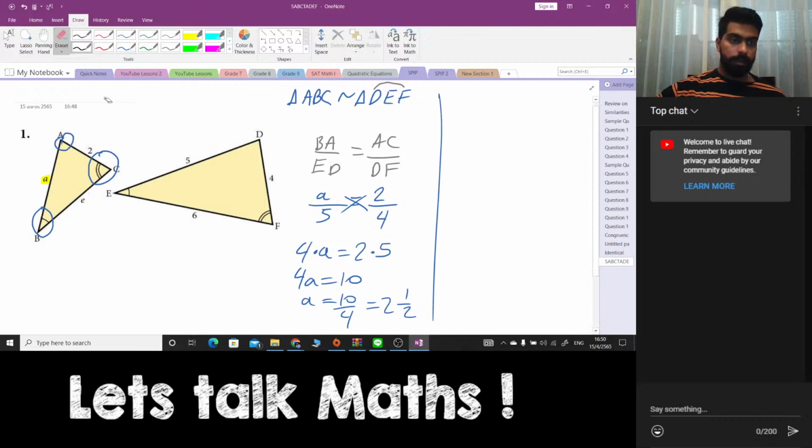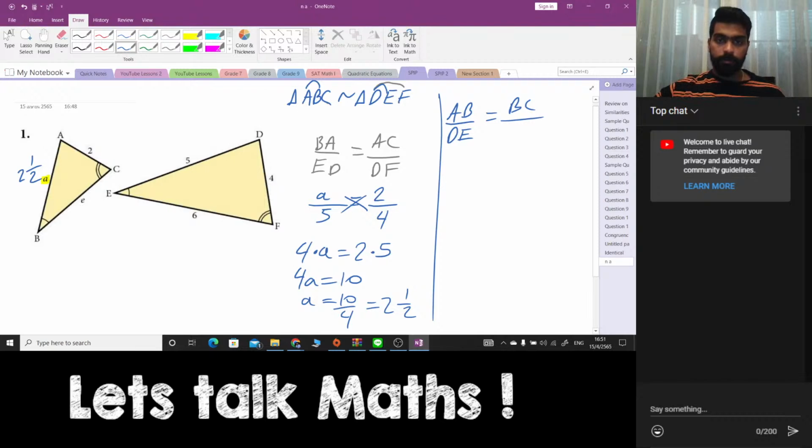Guys, now let's find the value of E. So we know that our A is 2.5. We have found A. Now let's go ahead and find E. Similarly, let's do it this way. We are going from AB over, so we went first to second. In the second one also, we'll go first to second, so over DE is equal to BC over, second to third. Here also we'll go from second to third over EF, right, guys?